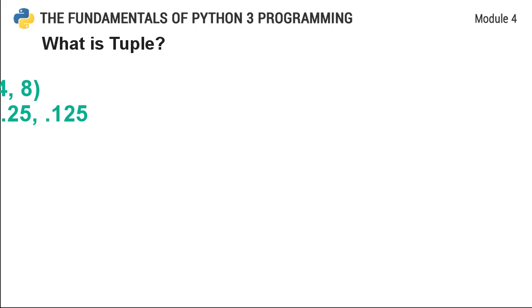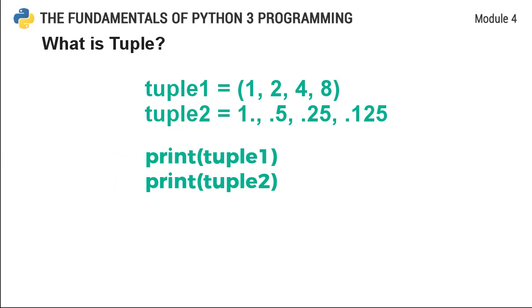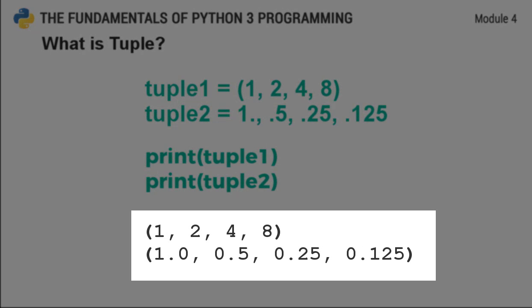Look at this example. There are two tuples, both containing 4 elements. Let's print them. This is what you should see in the console. Note, each tuple element may be of a different type, floating point, integer, or any other not as yet introduced kind of data.